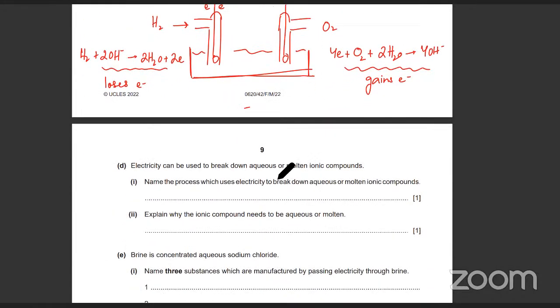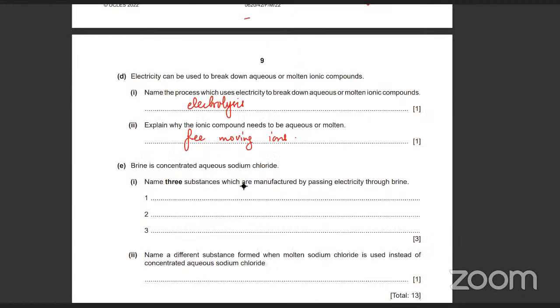I said, name the process which uses electricity to break down molten ionic compounds. So what is the process called? Electrolysis. Okay, wo electrolysis hai. Explain why ionic compounds need to be aqueous or molten. Solid ke andar na, they don't have free moving ions. Now name three substances which are manufactured when you have electrolysis of concentrated brine, NaCl.